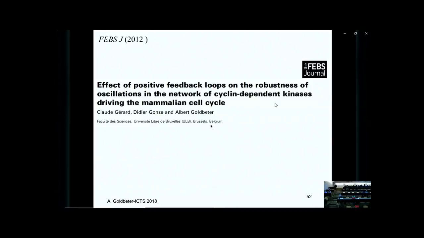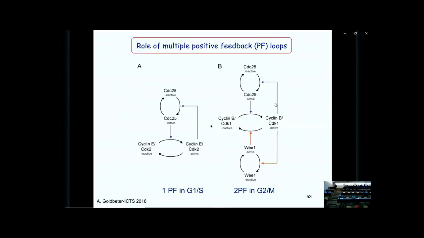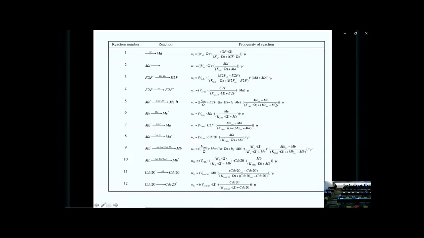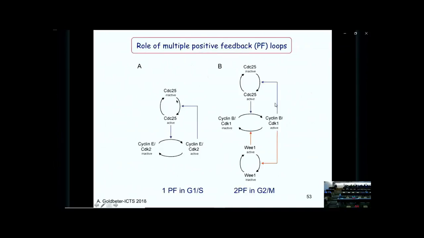So we looked at that in the skeleton model, and we focus on the positive feedback in G1S. There is one positive feedback because CDK2 activates the phosphatase CDC25, and in G2M there are two positive feedback loops, which were already discussed. CDK1 activates CDC25 and inhibits WEE1, by phosphorylation or by dephosphorylation.